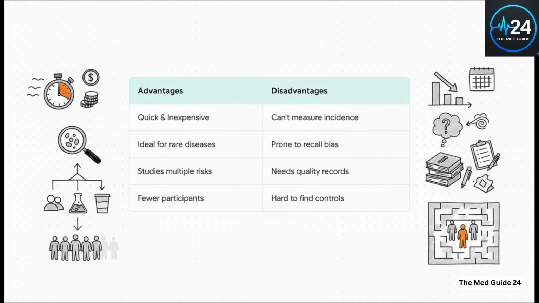But on the flip side, the disadvantages are real. They can't tell you how many new cases are happening. We've already talked about how prone they are to bias. Their success often hinges on how good the old medical records are. And as we saw, choosing the right controls is incredibly tricky and can make or break the entire study.